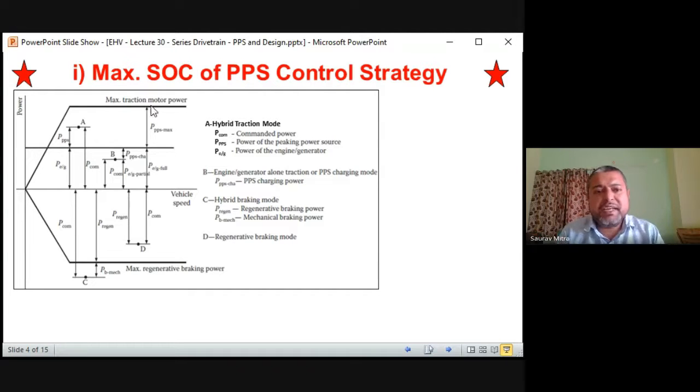In the traction region, there are two cases, A and B. A is hybrid traction mode. B is engine generator alone traction or PPS charging mode. C is the hybrid braking mode, and D is the regenerative braking mode. So all these four cases you have to explain.